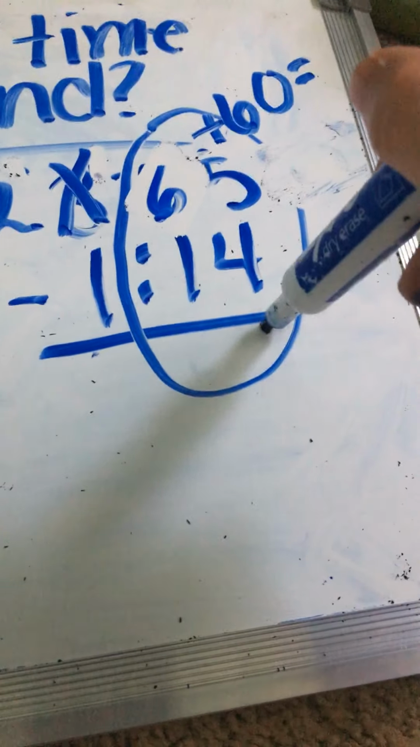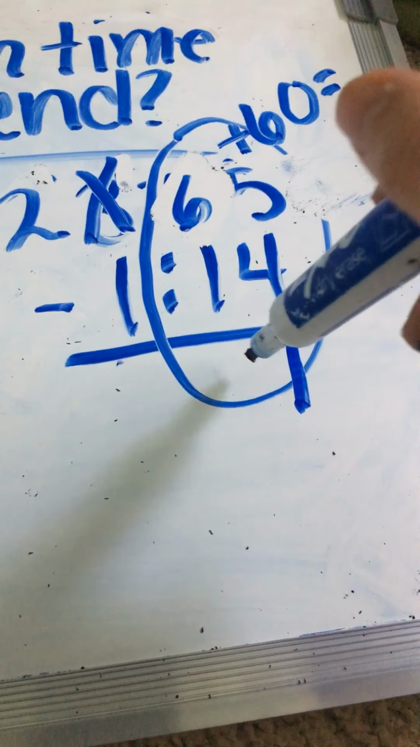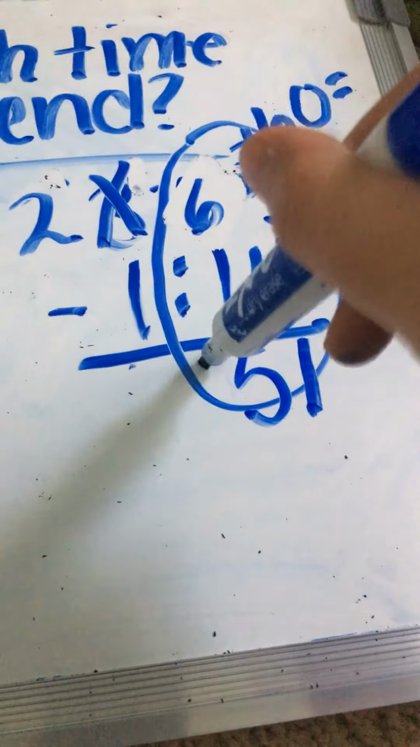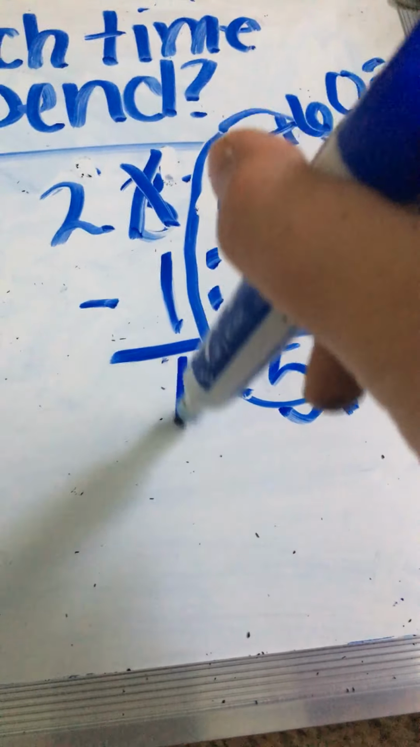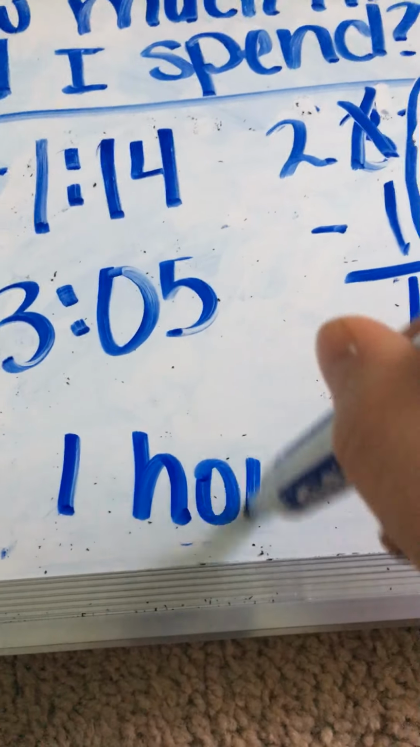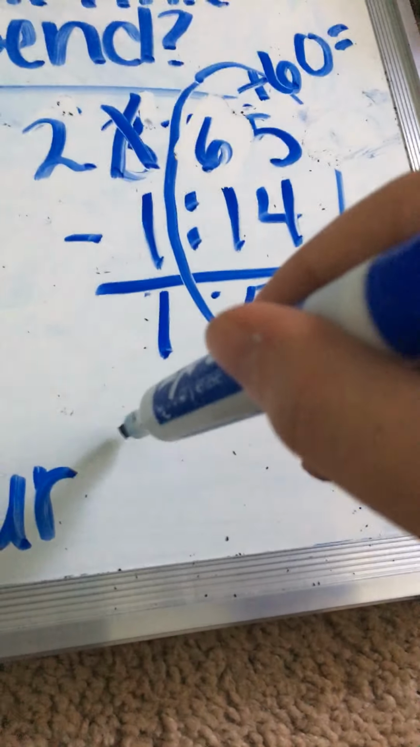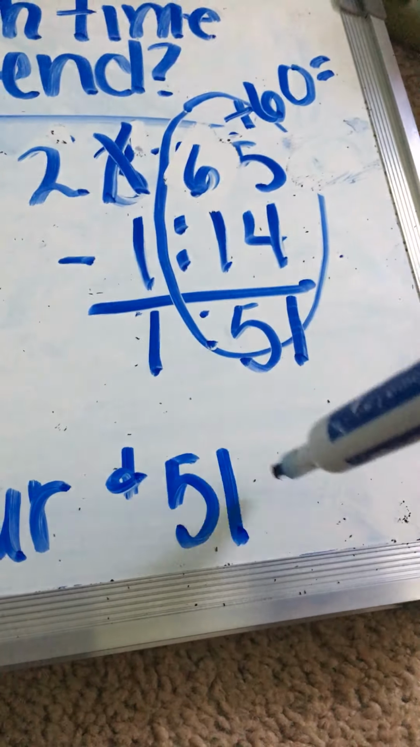65 minus 14: 5 minus 4 would give me 1. 6 minus 1 would give me 5. 2 minus 1, 1. So I spent a total of 1 hour and how many minutes? 51 minutes.